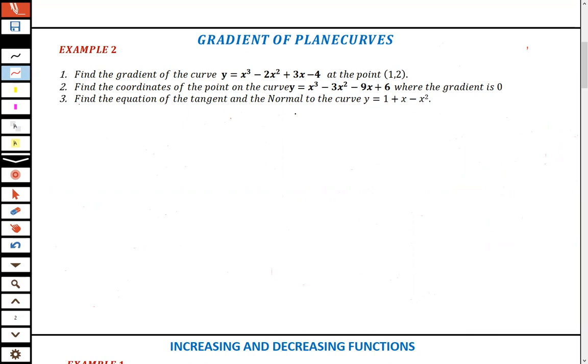Question 3 is find the equation of the tangent and the normal to the curve y is equal to that. The first thing that you need to understand about this question is that you've been given the function, and the function is y is equal to 1 plus x minus x squared. Then the question is find the equation of the tangent and the normal to this curve.